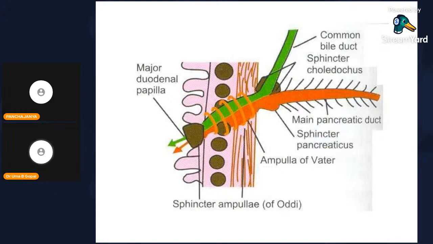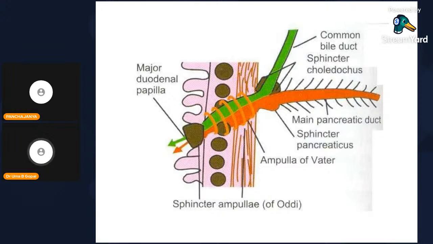Here you can see the hepatopancreatic ampulla encircled by the smooth ring of muscle fiber called the sphincter of Oddi. Ampulla of Vater, the dilated part. It is called the sphincter of Oddi. The terminal part of the bile duct is covered by the sphincter called the sphincter choledochus. The terminal part of the pancreatic duct is covered by the sphincter called the sphincter pancreaticus.